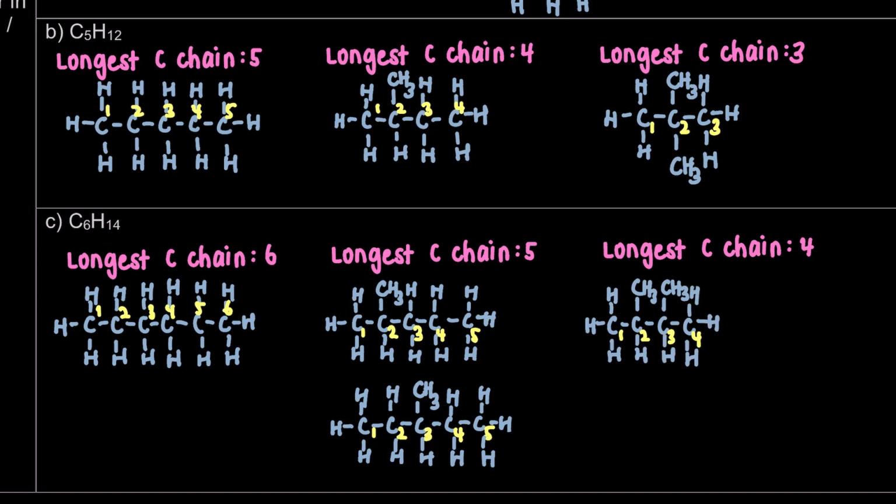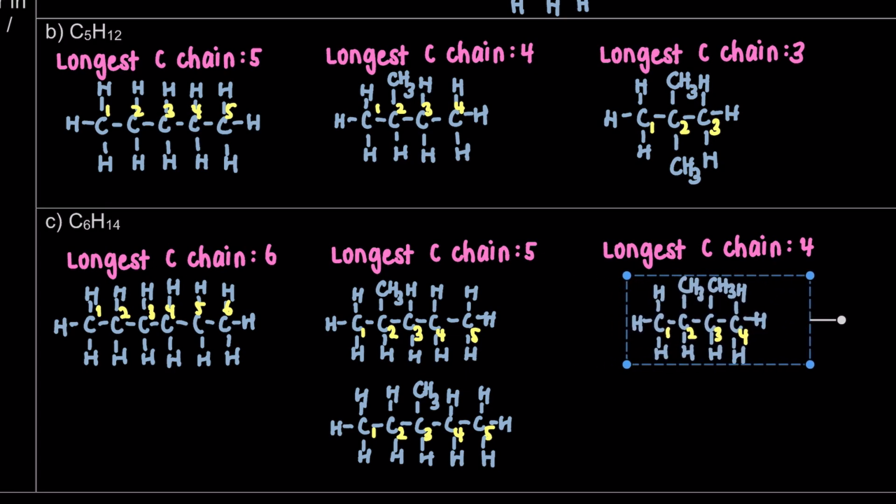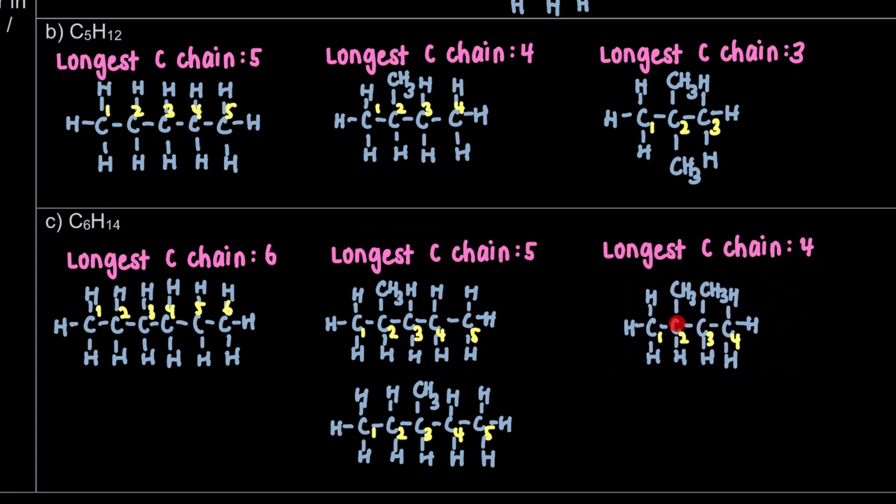So this is the first possibility, where the longest carbon chain is 4, and carbon number 2 and carbon number 3 each have a CH3 attached to them. Hence, it will have C₆H₁₄. But then what is the next possibility? The next possibility is again we have 4 carbons, but this time I'll put both CH3 on carbon number 2. So this one is actually a different isomer, because in the first possibility carbon number 2 and carbon number 3 each have a CH3 present, but in this one CH3 is only attached to carbon number 2.